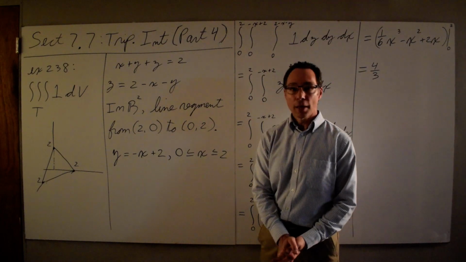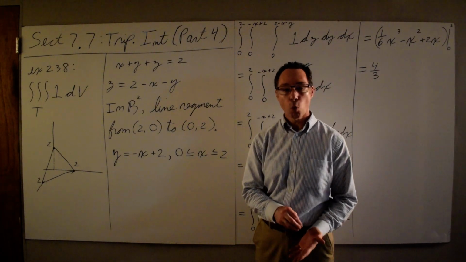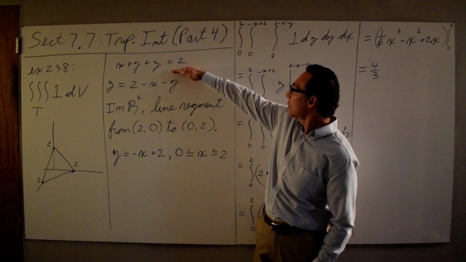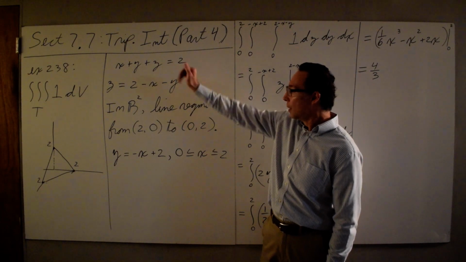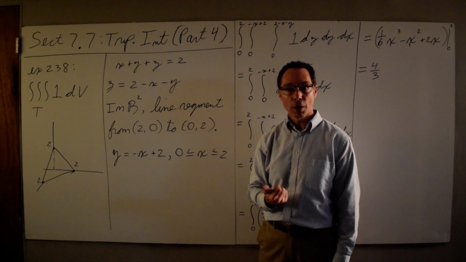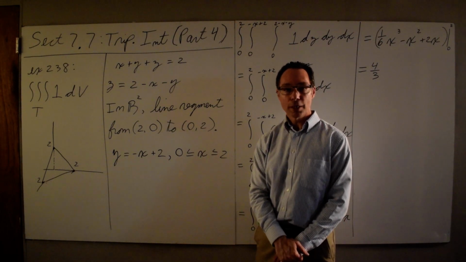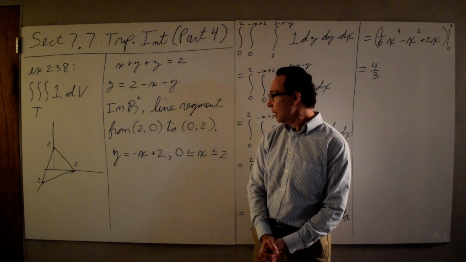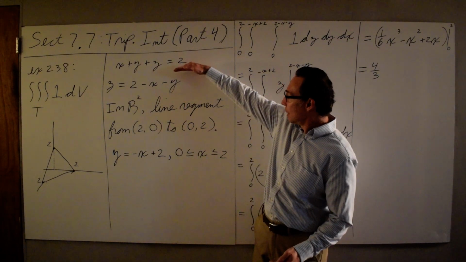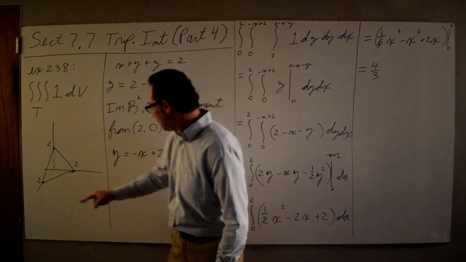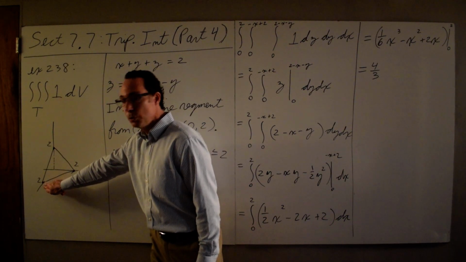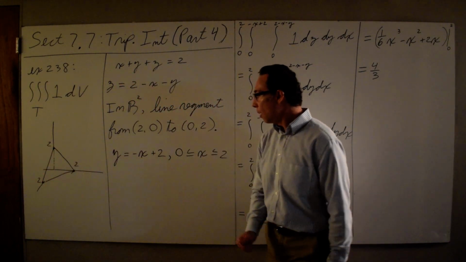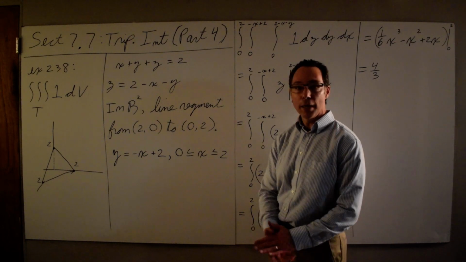We're told that T is the tetrahedron bounded by the coordinate planes, x equals 0, y equals 0, and z equals 0, and the plane x plus y plus z equals 2. The plane z equals 0 is simply the xy plane, the plane x equals 0 is the yz plane, and the plane y equals 0 is the xz plane. So we're looking at the three coordinate planes and this plane here. I've drawn this tetrahedron right here. We have the points (2, 0, 0), (0, 2, 0), and (0, 0, 2) on this tetrahedron, and we're going to integrate over that.